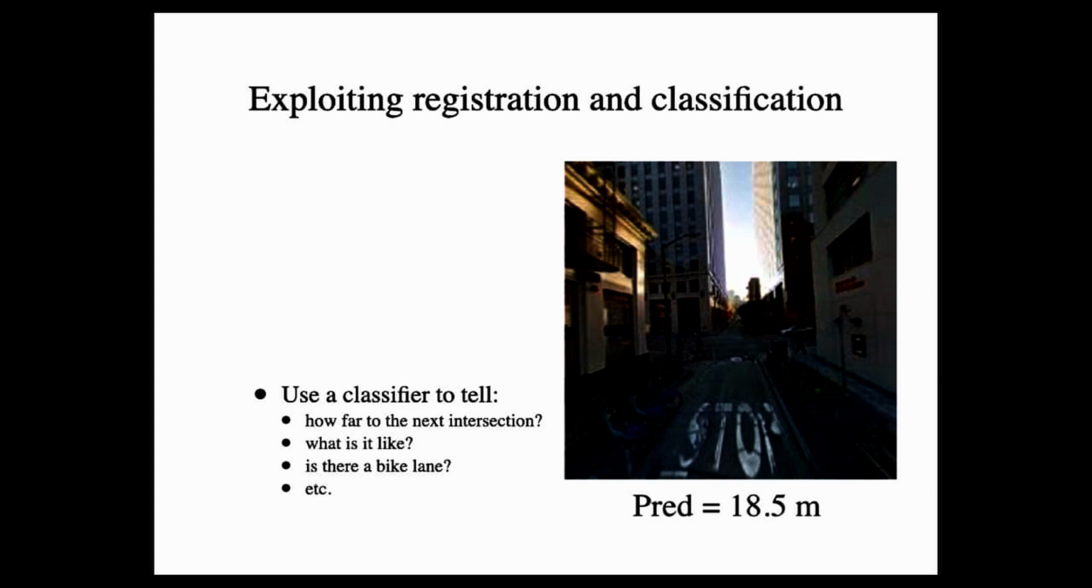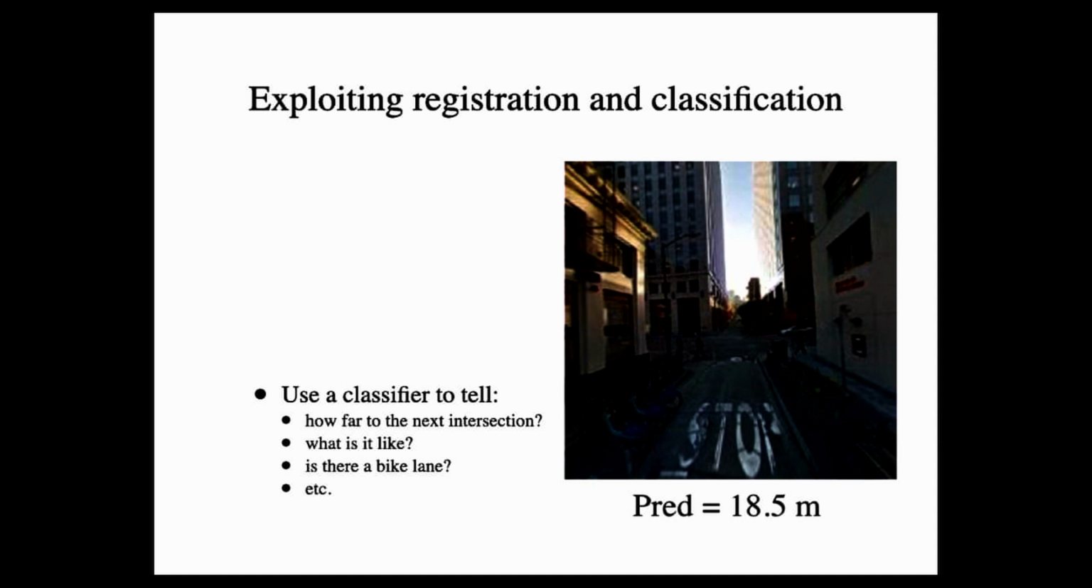So what I want to do now is talk about what you could do if you could exploit registration and classification. What I'm going to do is the following. We have a car, it's got a camera. I'm going to build classifiers that sit on the pictures and will report a variety of kinds of information. How far is it to the next intersection? What is it like at this intersection? Are there bike lanes, etc.? So, for example, you can see there, that's a little bit dark. Oh, well, you can see there, it says stop on the ground, and the prediction is about 18 meters to the intersection. That's actually correct.